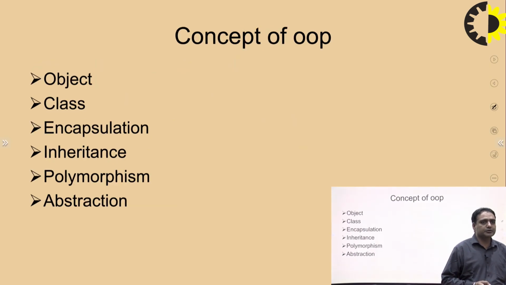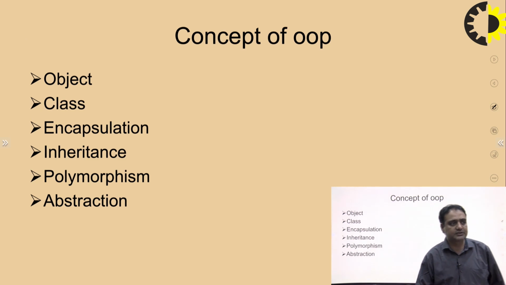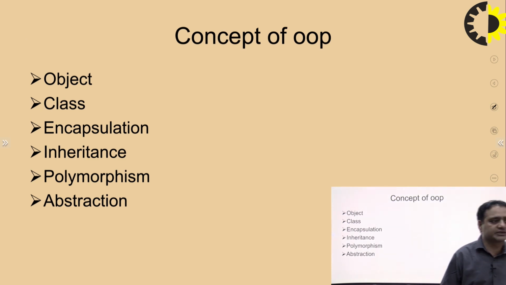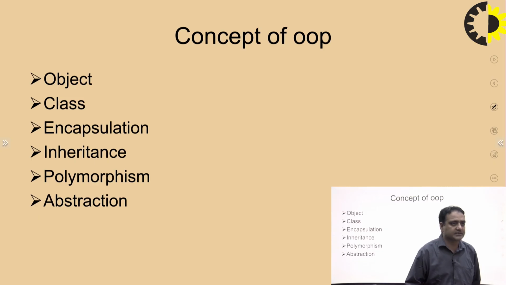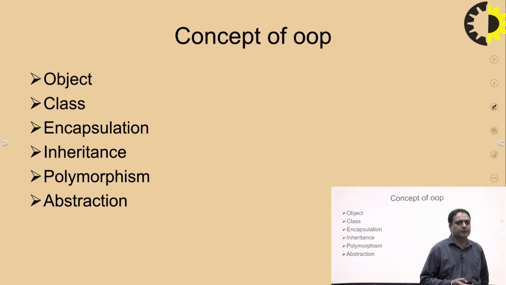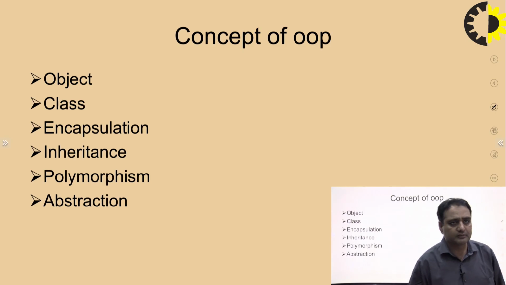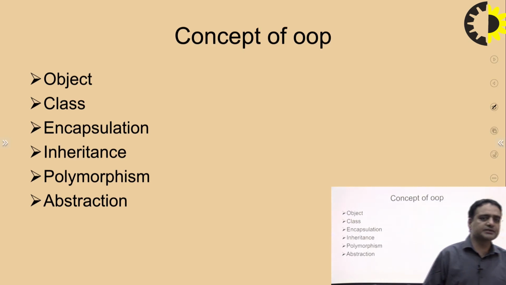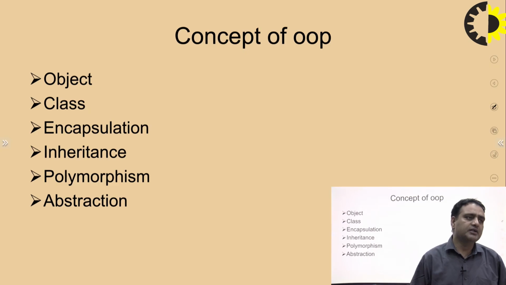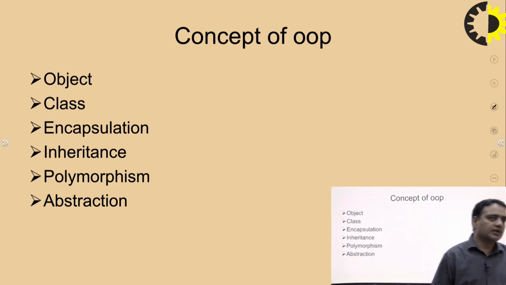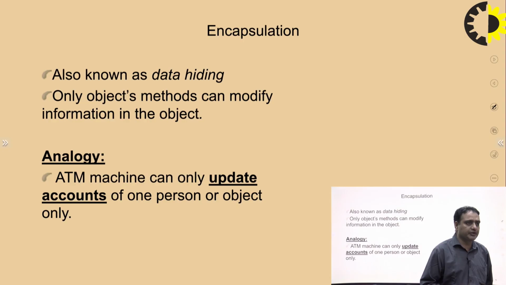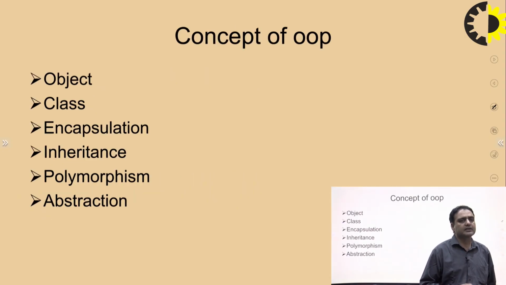The concepts of object-oriented programming are object, class, encapsulation, inheritance, polymorphism, abstraction. These are the main fundamental concepts of object-oriented programming. These fundamental concepts were already discussed in C++. If you are studying C++ or Java, these are the basic concepts of object-oriented programming languages. In further slides, we can discuss each and every topic in detail.